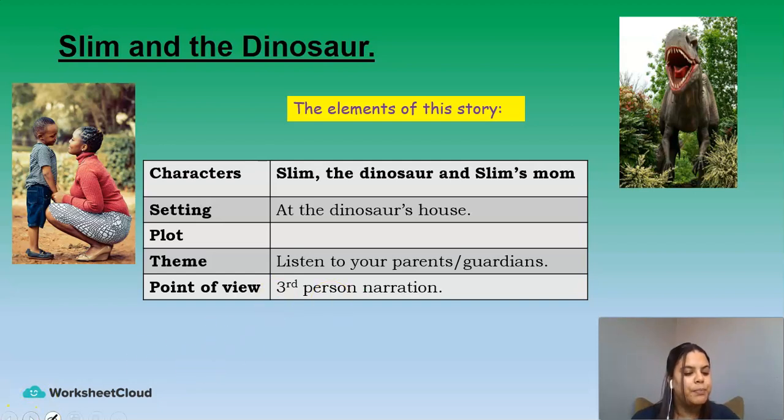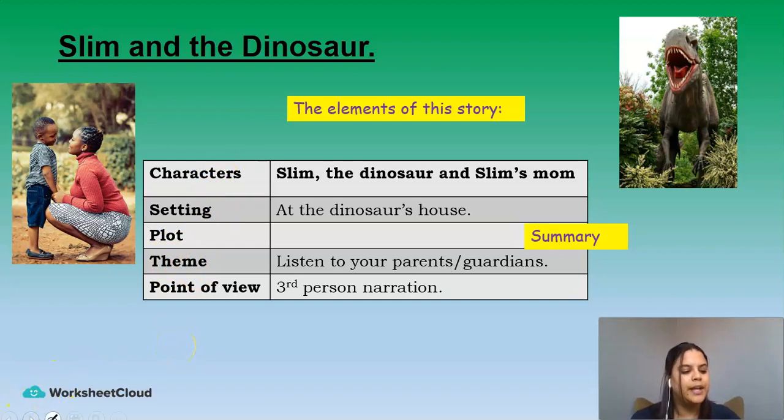So I said we're going to go back to the plot, and this is why. The plot is usually the summary of the story because it tells us what happened or what is going to happen in the story. When we use elements of the story, a lot of the time is when we're doing a book review. So we're basically giving an idea of a story before somebody actually reads it, okay? And it's giving us a synopsis, or another word, a summary of the story, okay? So here we have the elements of Slim and the Dinosaur. Our characters, our setting, our plot, our theme, and our point of view.